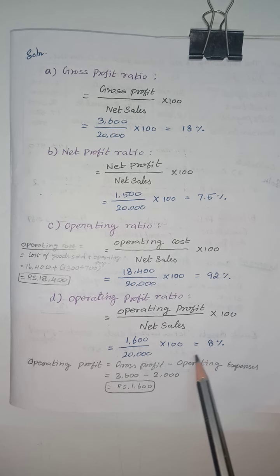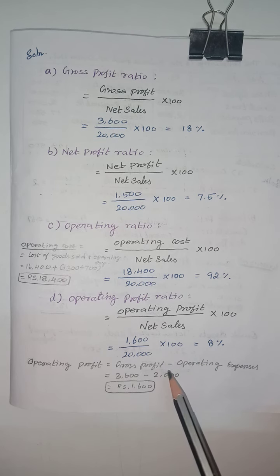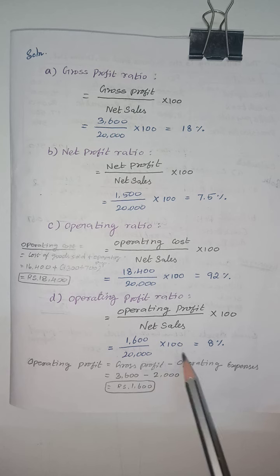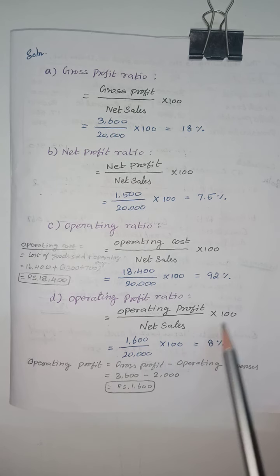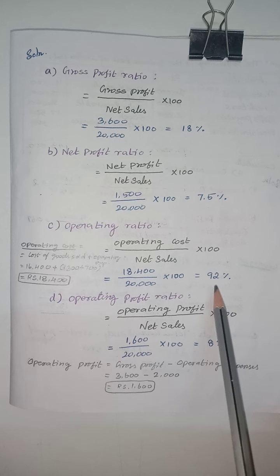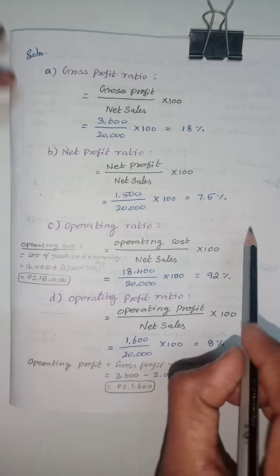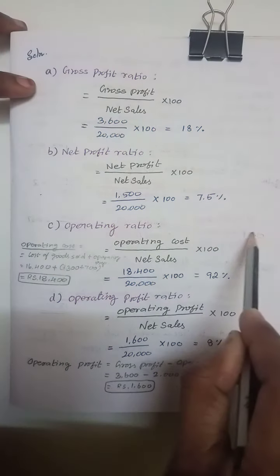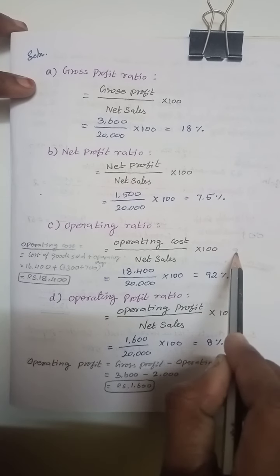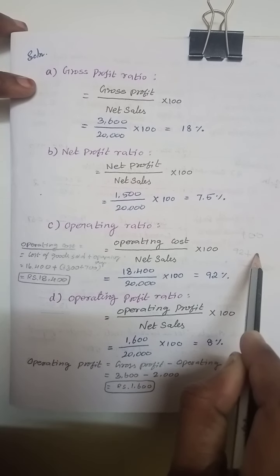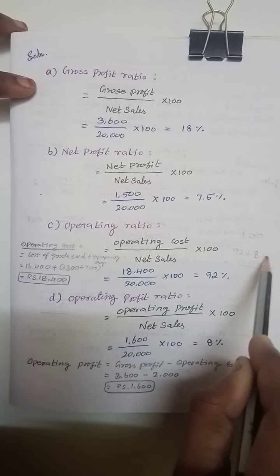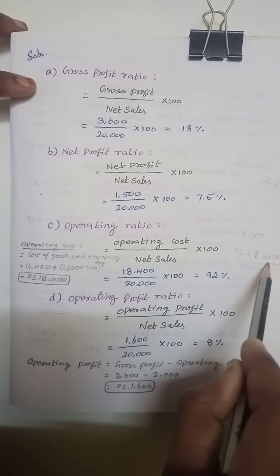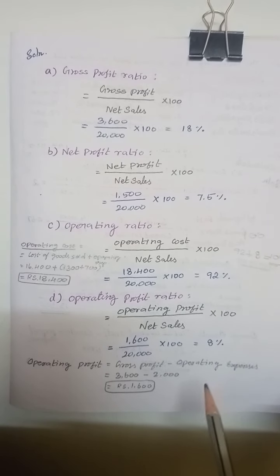These are the various ratios for the given ratio analysis. We have to check it. So 100% is the sales, 92% is cost, 8% is profit, which equals 100%. So this is the example of ratio analysis.